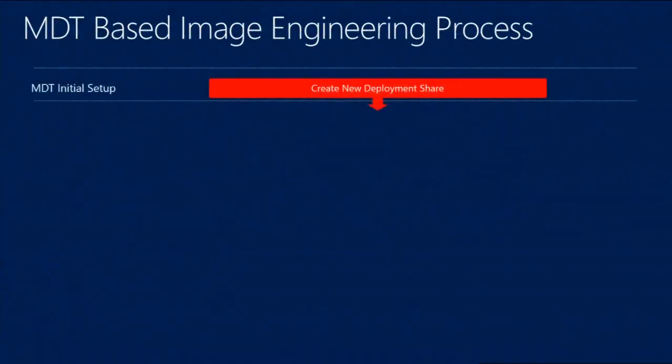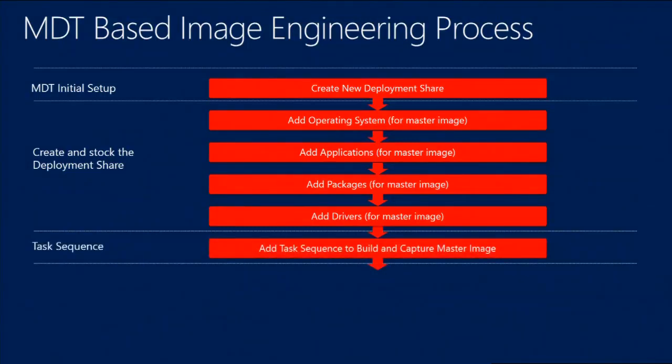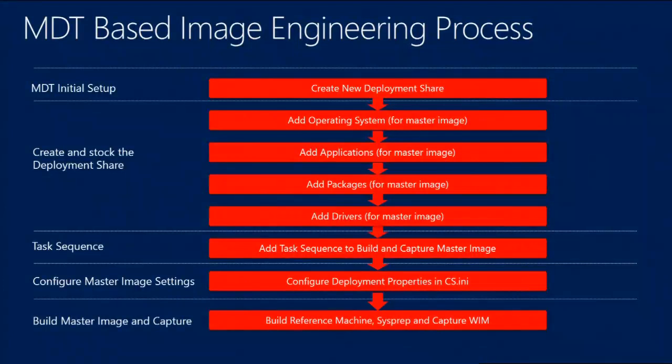Within the MDT environment, we initially set MDT up as a tool on a client or a server. We create a deployment share within MDT, and then we stock that deployment share with all the pieces that we need to build the image. So the operating system, the application source, the packages, language packs, updates, drivers that we may need to add to the image. And then we create a task sequence within MDT to glue all these pieces together. We configure a central file called customsettings.ini, which holds all of our variables for the build. And then we have that reference machine build itself, sysprep itself, and then capture the image back to the MDT server. Actually, all of this can be fully automated.